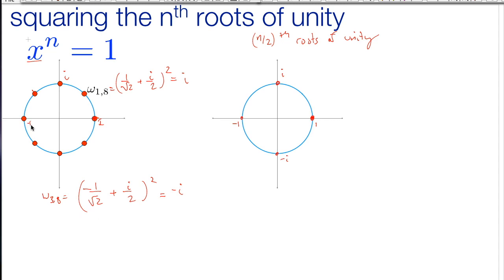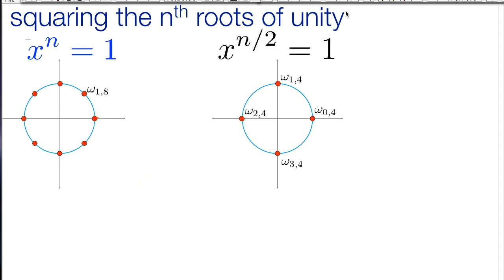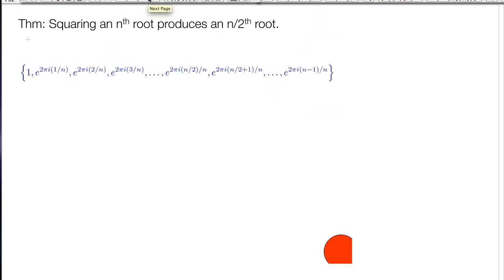This right here, negative 1, when we square it will be 1. And similarly, these 3 points, I'll let you verify. When you square them, you get exactly these points. In fact, there's a simpler argument. I can convince you just by looking at this list right here why this is true: why the nth roots of unity, when you square them, you get the n over 2th roots of unity.